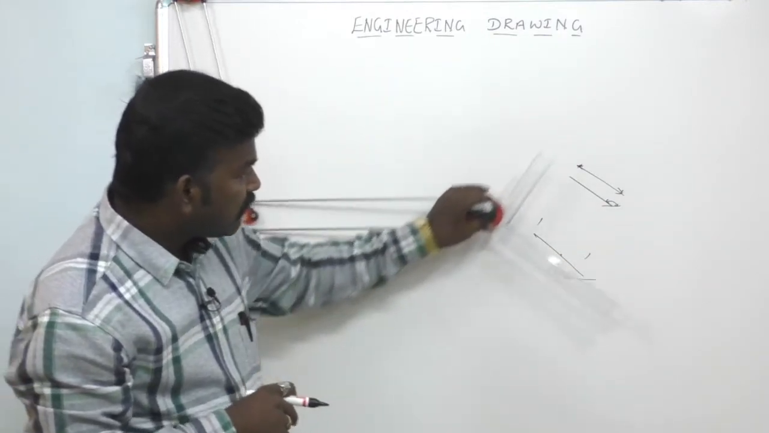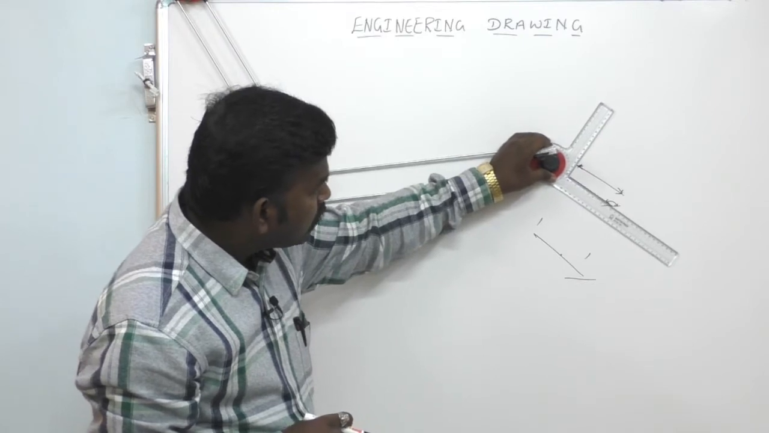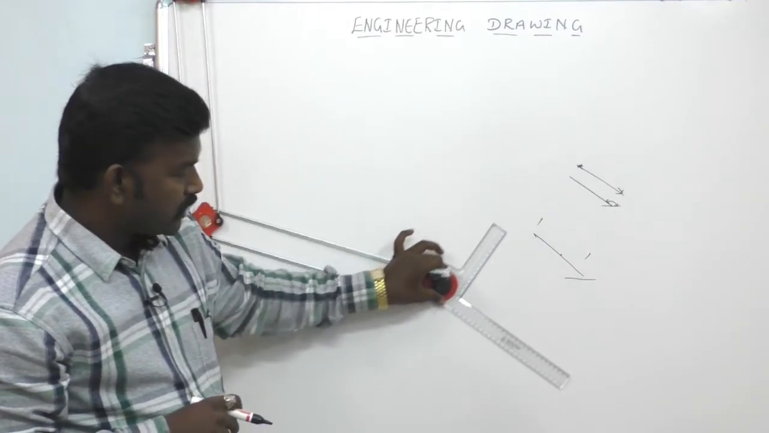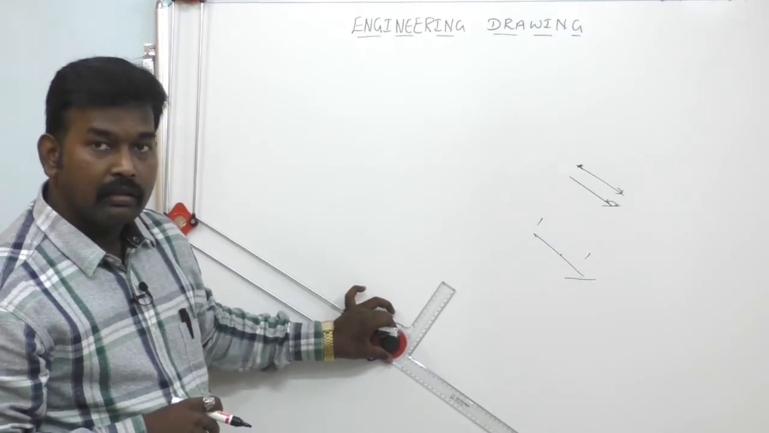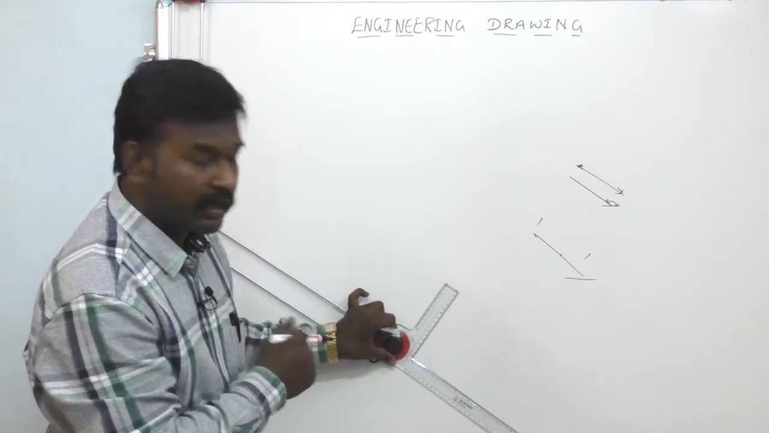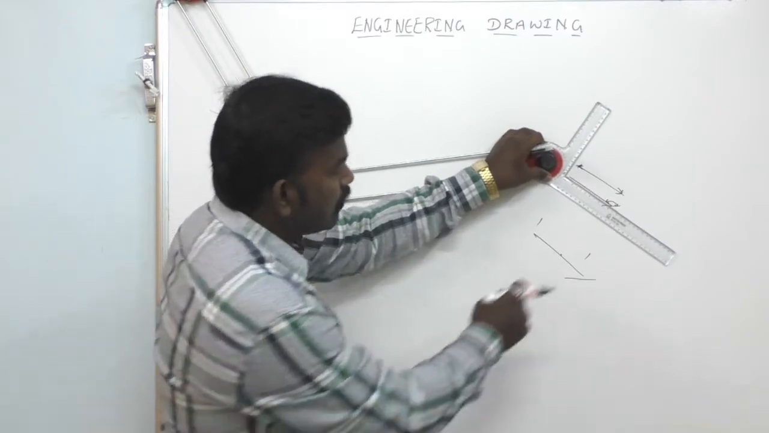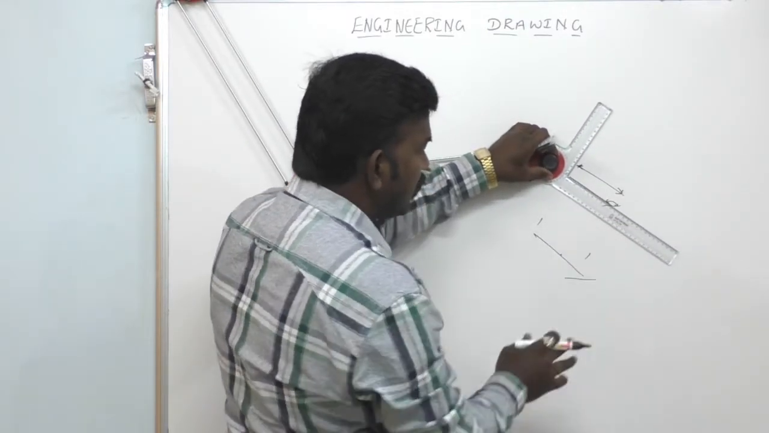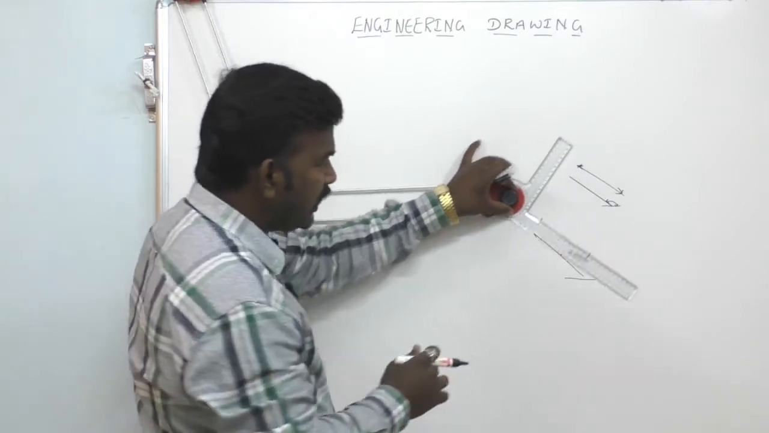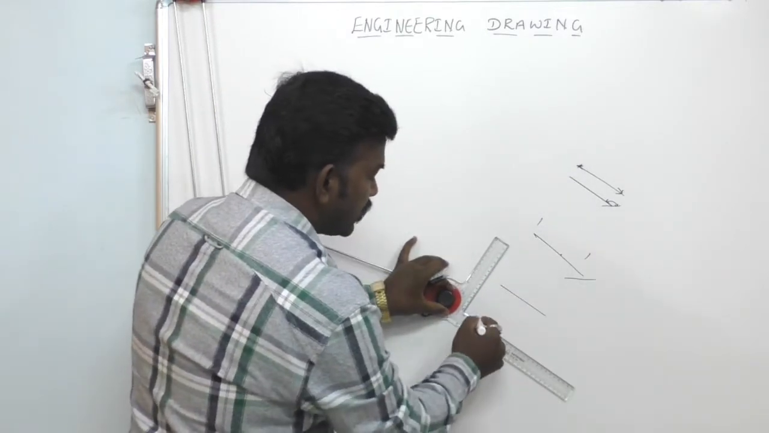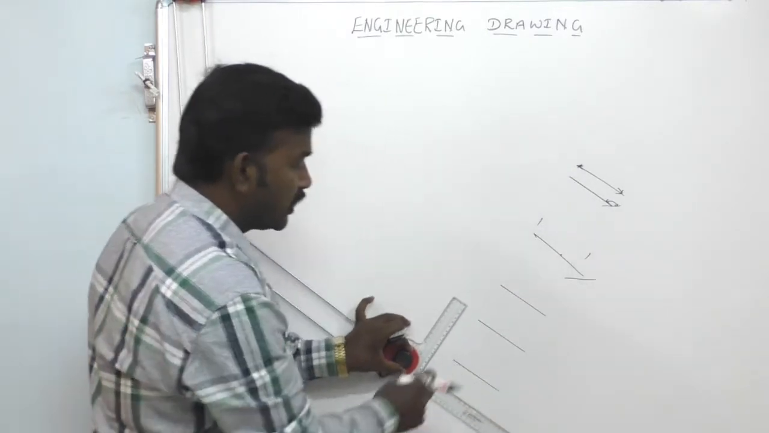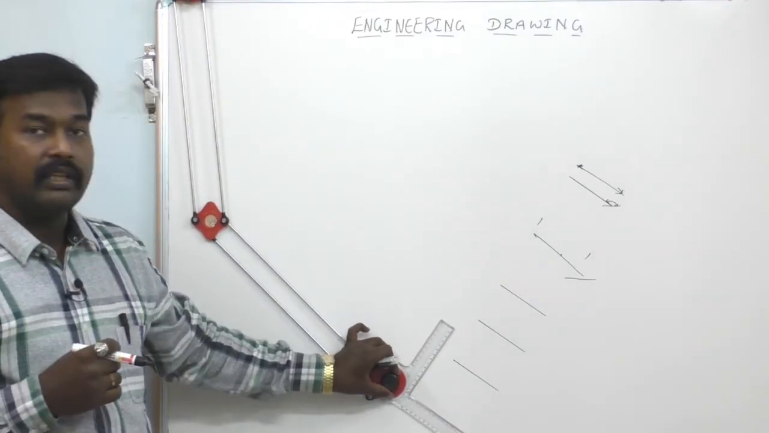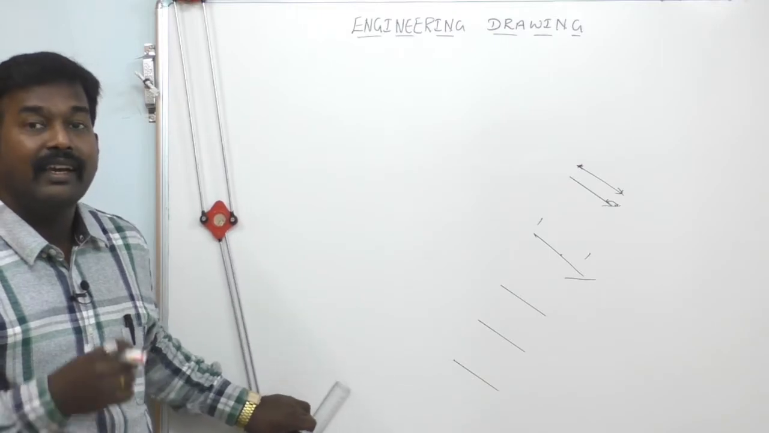By using the mini drafter, how does it help? We can measure, suppose 10 mm. Anywhere in the space, it moves parallel. Suppose I want to construct the same line here. So fix this line and tighten the screw, then move parallel. That means anywhere in the space, I can construct a line by using this. These are the parallel lines. That is the main advantage of the mini drafter used in engineering drawing.